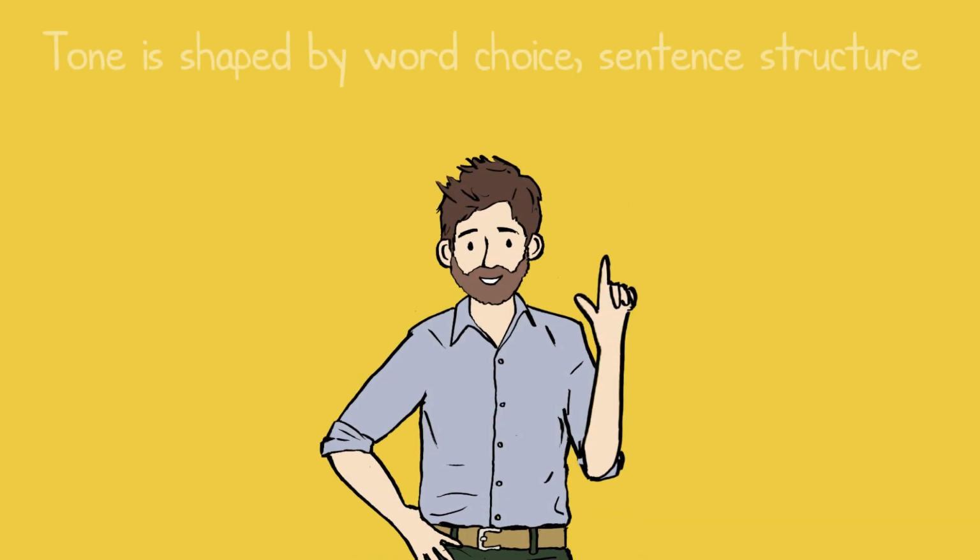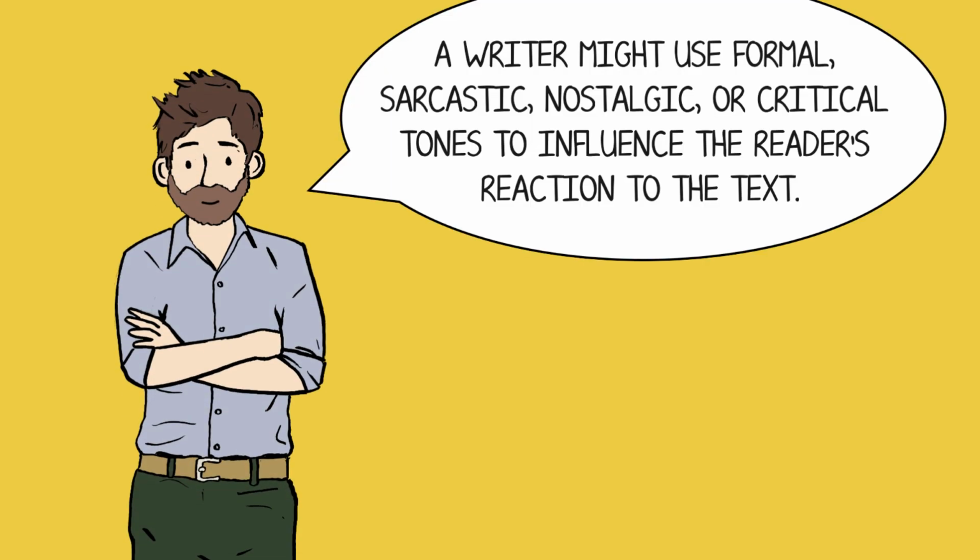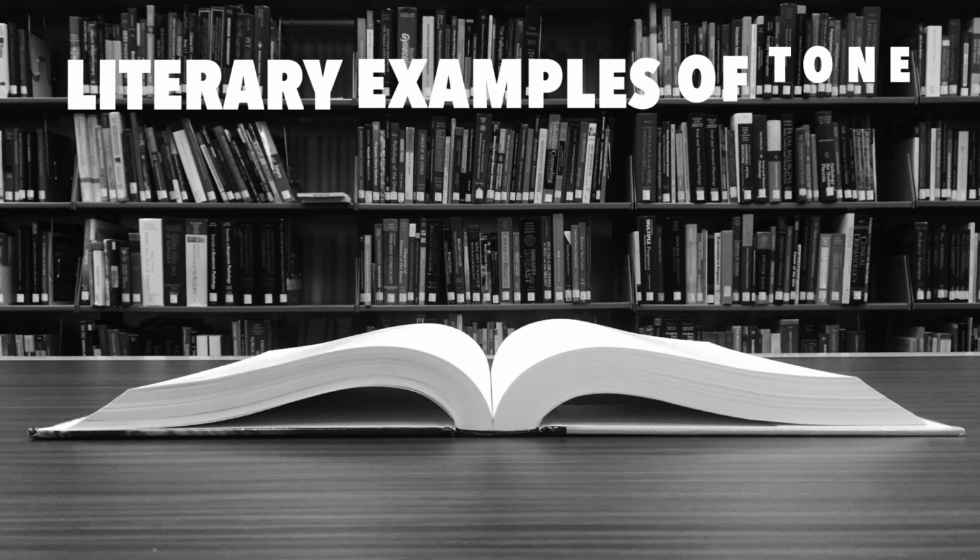Tone is shaped by word choice, sentence structure, and many other devices. For example, a writer might use formal, sarcastic, nostalgic, or even critical tones to influence the reader's reaction to the text. Let's look at some examples of tone from literature.